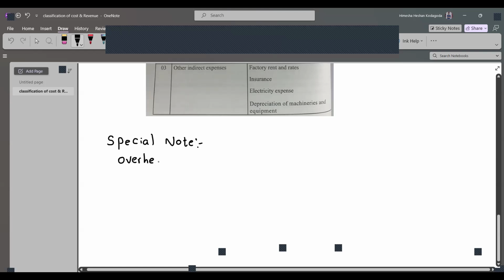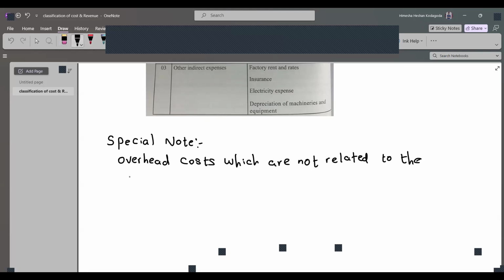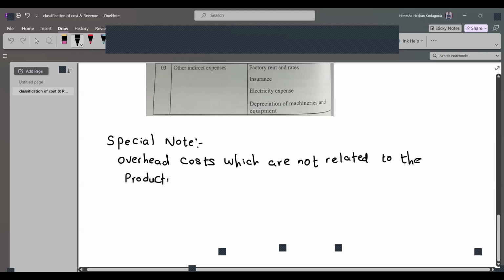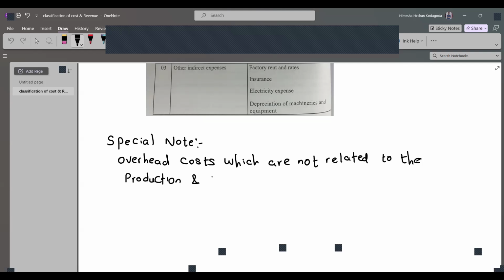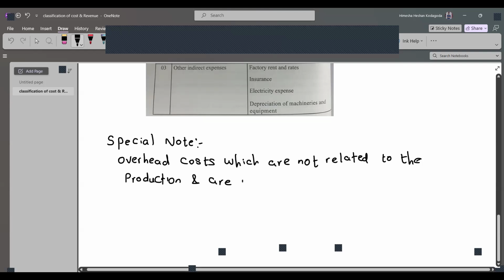Overhead costs which are not related to the production process are named as non-manufacturing overheads. That is the thing I want to tell you.